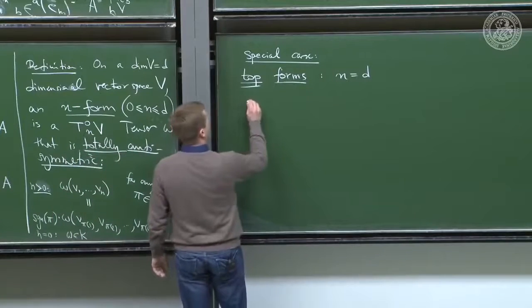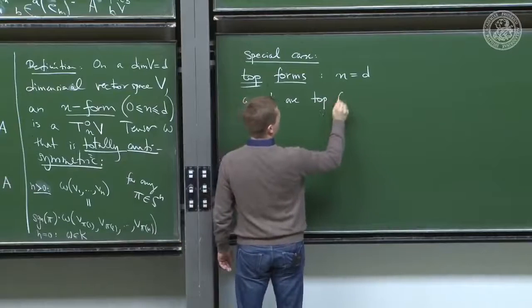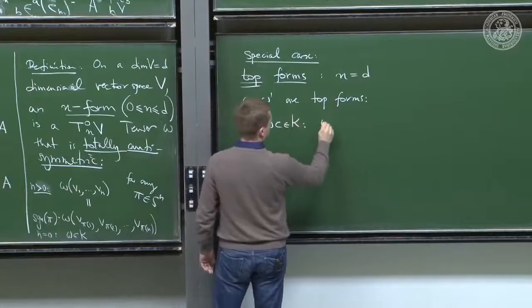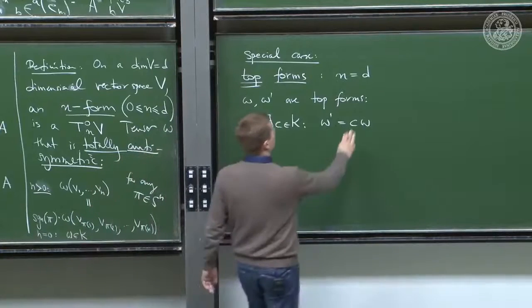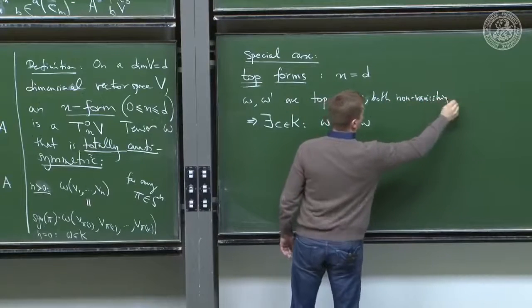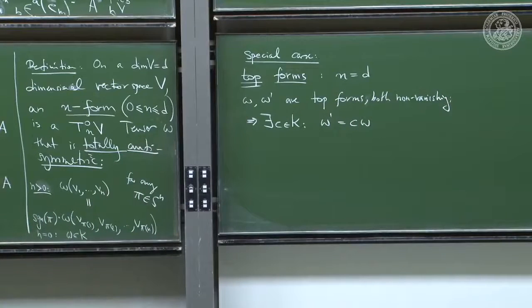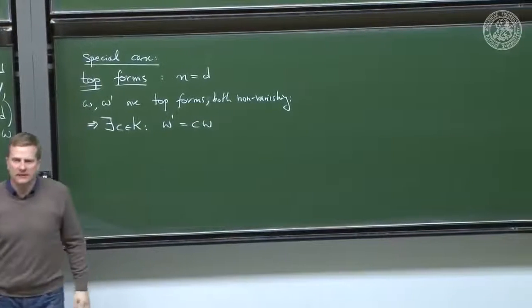Top forms have the following property. If omega and omega prime are top forms, both non-vanishing, then there exists a number c such that omega prime is c times omega. That means essentially, up to a scalar multiple, there is only one top form constructed over a vector space. Okay, that's very easy to see because it's totally antisymmetric. It can only differ by a factor.